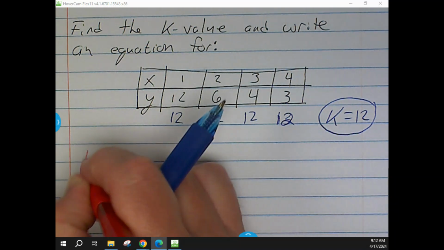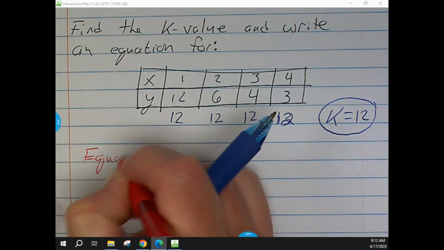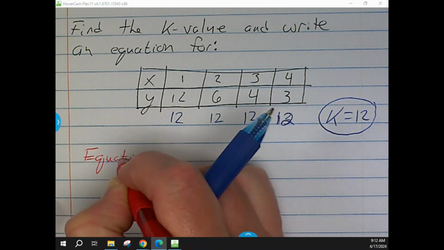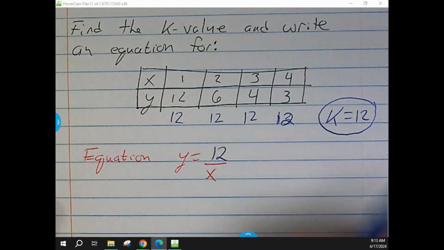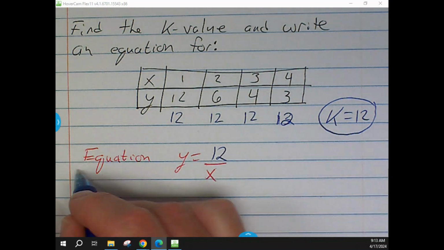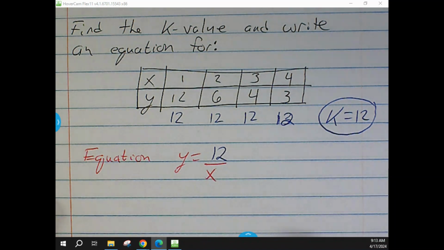All right. So the equation they're going to ask you for, they may ask you to write just a generic or a basic equation or a general equation. Basically it just means you have to plug in the k value. So that would be y equals 12 over x. So there's our k value. There's our general equation, our basic equation, our standard equation, whatever equation they want to call it. Those are the numbers that we're looking for.